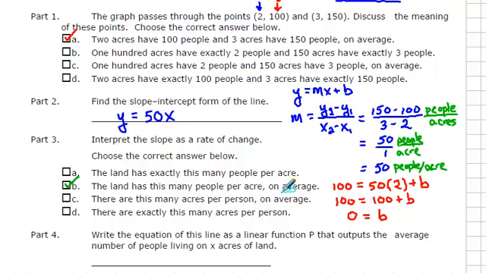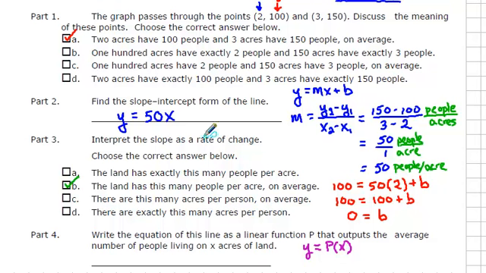Part 4 says to write the equation of this line as a linear function p that outputs the average number of people living on x acres of land. So what we want to do is to recall function notation. In general, we have y is equal to f of x, where f is the name of the function. But in this case, we're told that the name of the function is p, so the function notation will be y is equal to p of x. p of x is the same as the y value.